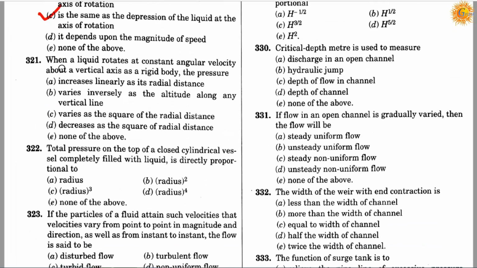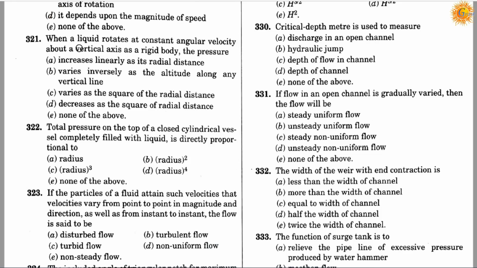Question number 321. When a liquid rotates at constant angular velocity about a vertical axis as a rigid body, the pressure will, option A, increase linearly as its radial distance, option B, vary inversely as the altitude along the vertical line, option C, vary as the square of the radial distance, and option D, decrease as the square of radial distance. Option E, none of the above. So the correct answer is C.